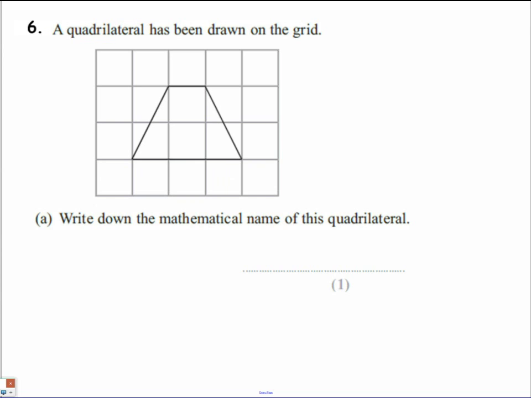Question 6. A quadrilateral has been drawn on the grid. Write down the mathematical name of this quadrilateral. Well, because the bottom and top lengths are different, it can't be a parallelogram, so this is a trapezium for 1 mark.